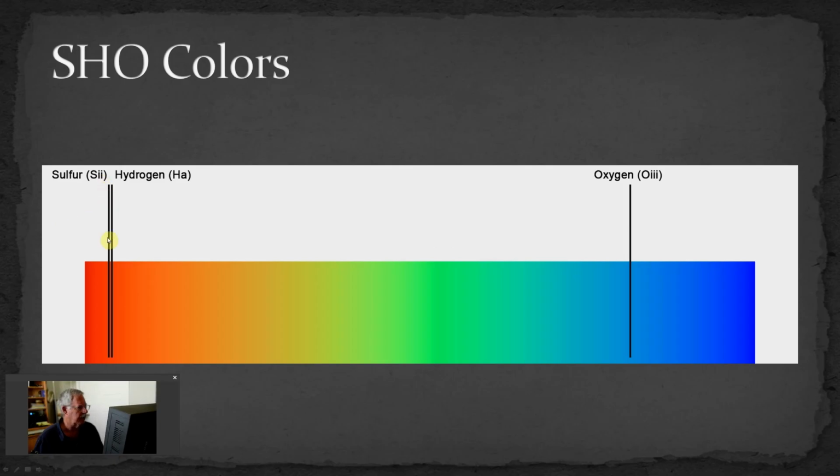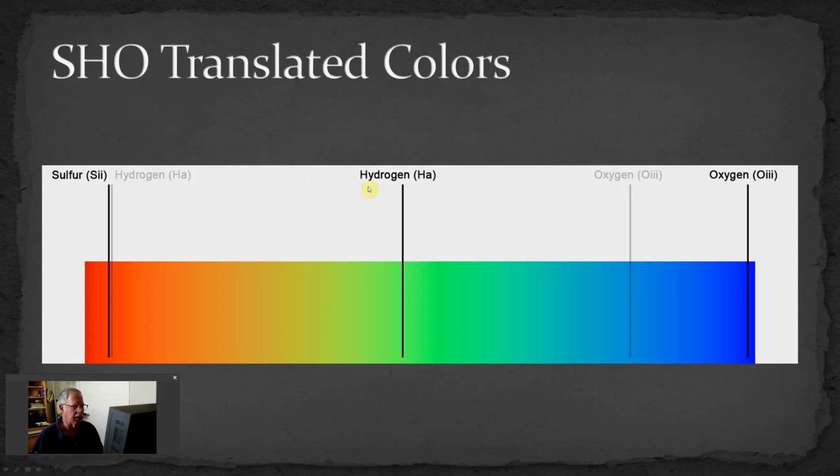So instead of having sulfur and hydrogen both as the same color of red and oxygen as cyan, we translate the color. We want to keep hydrogen less red than sulfur, but we can translate it so that it's a lot less red. In fact, we can slide hydrogen all the way over to the green. And when we do that, we typically then also take the oxygen and translate it from cyan or blue-green all the way over to blue. So that gives us an opportunity for a more dynamic color balance and more dynamic color contrast in the image.